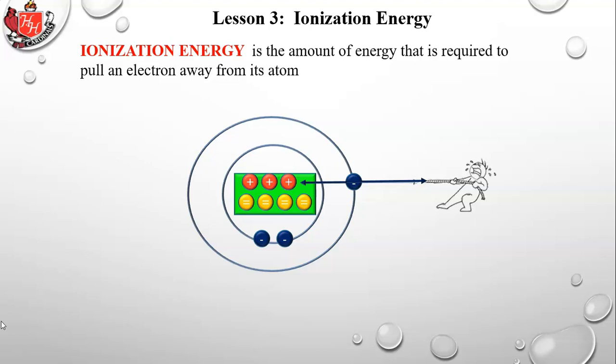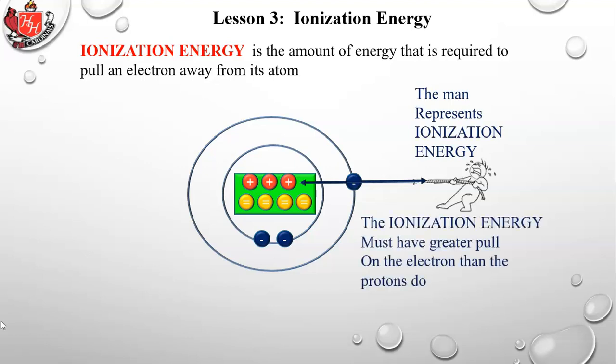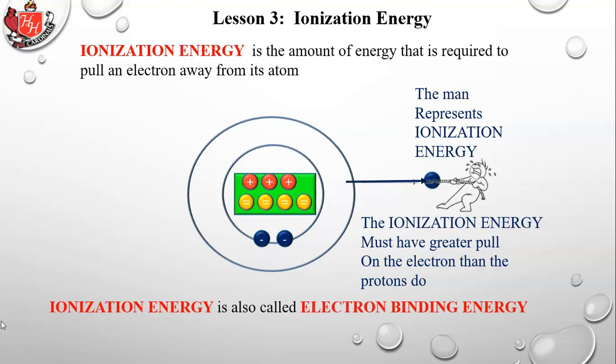Ionization energy is the amount of energy that is required to pull an electron away from its atom. So the man represents ionization energy. The ionization energy must have greater pull on the electron than protons do. So there you see the electron goes outside of the atom. If there's something putting enough energy, and that something is usually another atom that likes to pull on electrons, then that lithium atom in this case will lose that outer electron. Ionization energy is also called electron binding energy, but we use the term ionization energy.